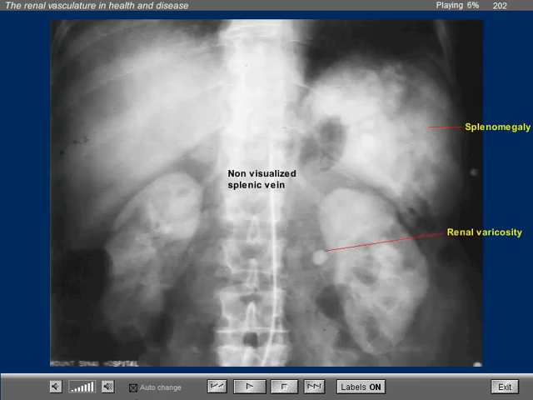This is the venous phase of an abdominal aortogram. The spleen appeared slightly enlarged. In the hilus of the left kidney, we can see dilated veins. There was no visualization of the left renal vein. These dilated veins are the result of obstruction of the left renal vein with collateral circulation.